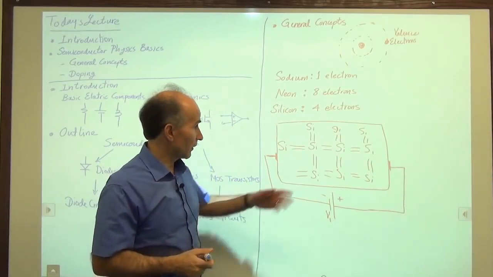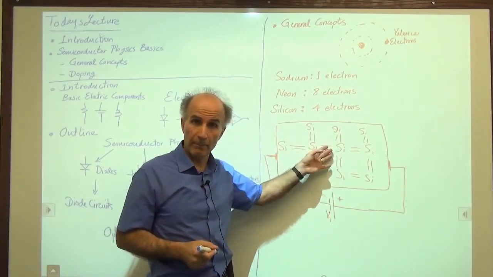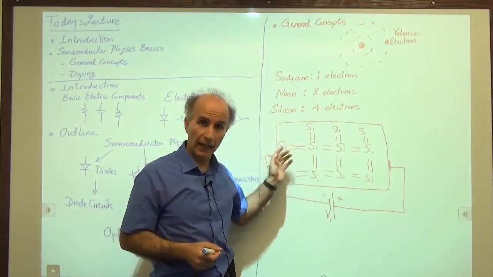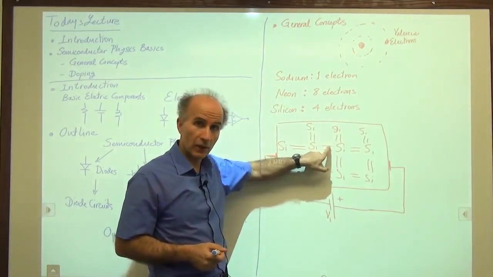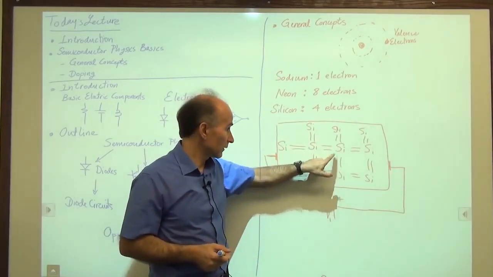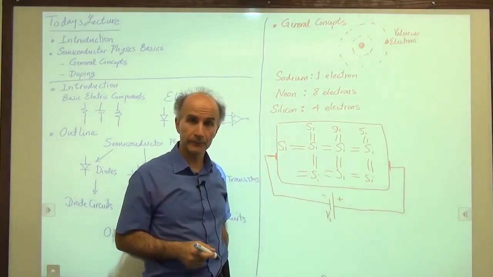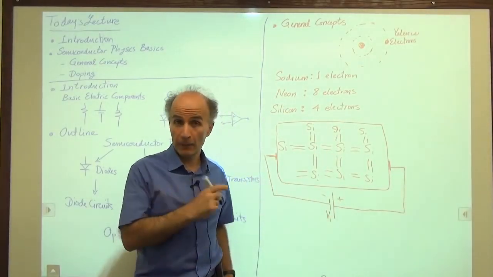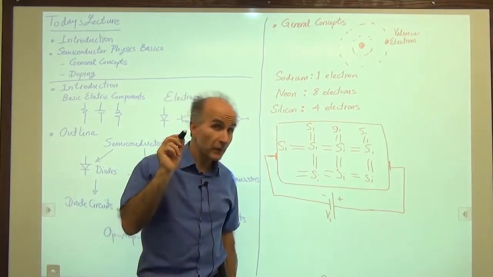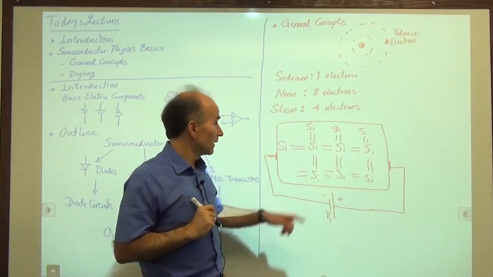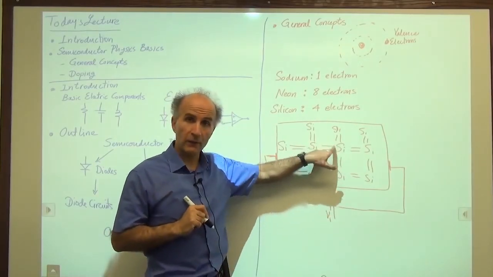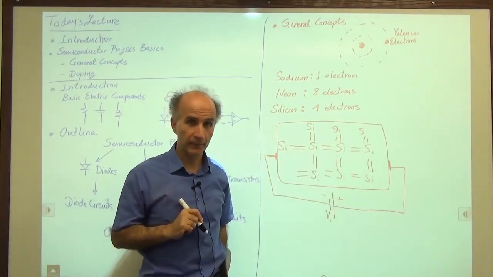It seems that the electrons are all occupied. They're all bound to these atoms. It seems that no electron is free. This electron is shared between these two, this electron is shared between these two, etc. In fact, if we perform this test at absolute zero, that is exactly true. At absolute zero, these electrons are all connected to these atoms and have no way to go.